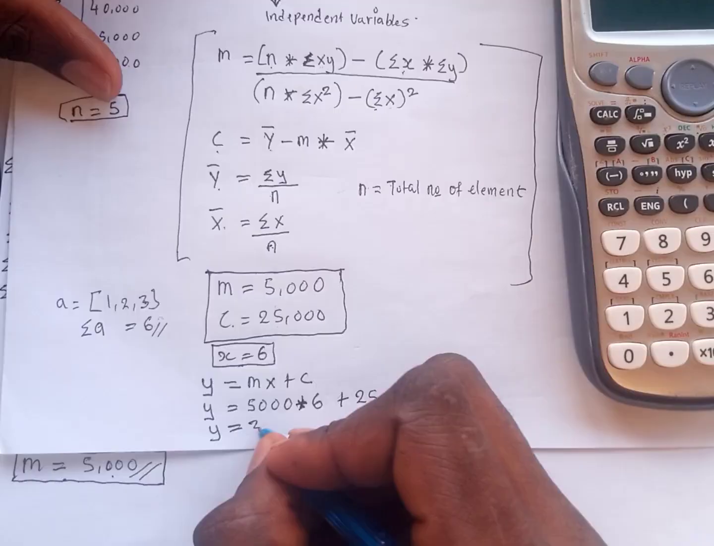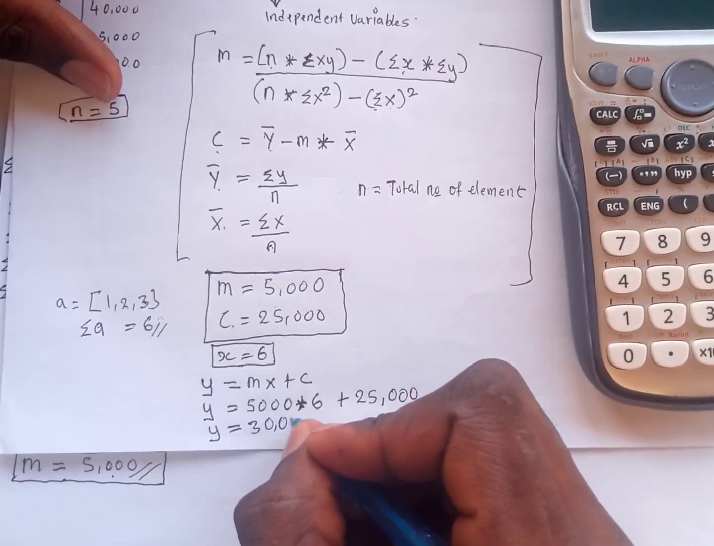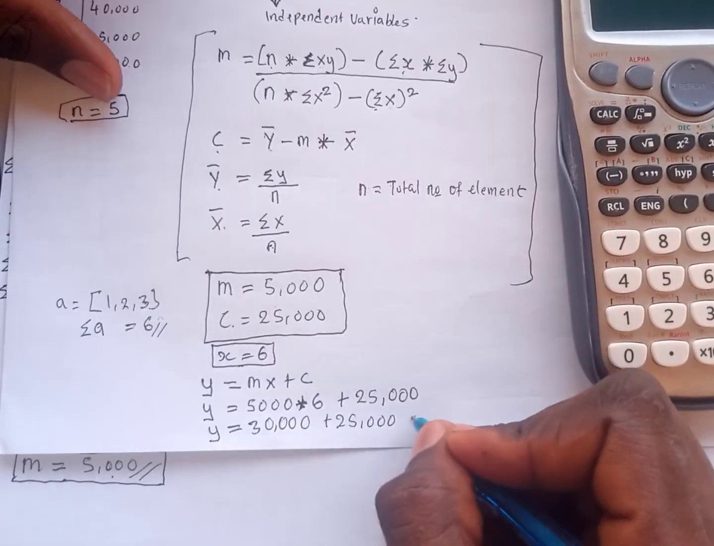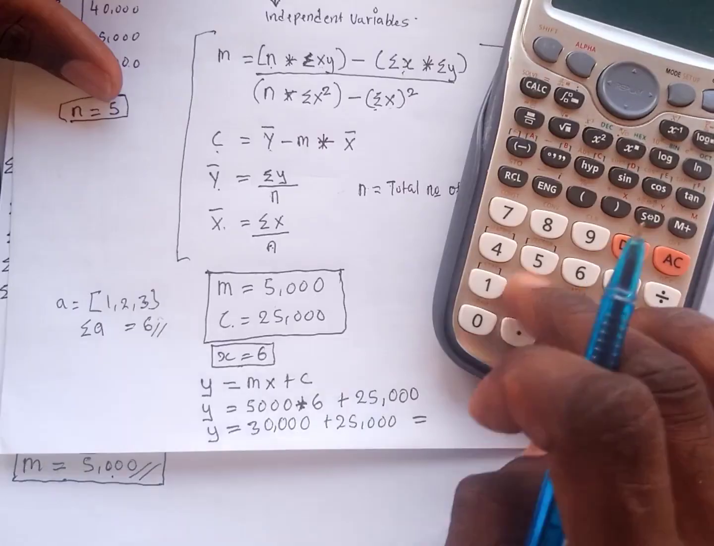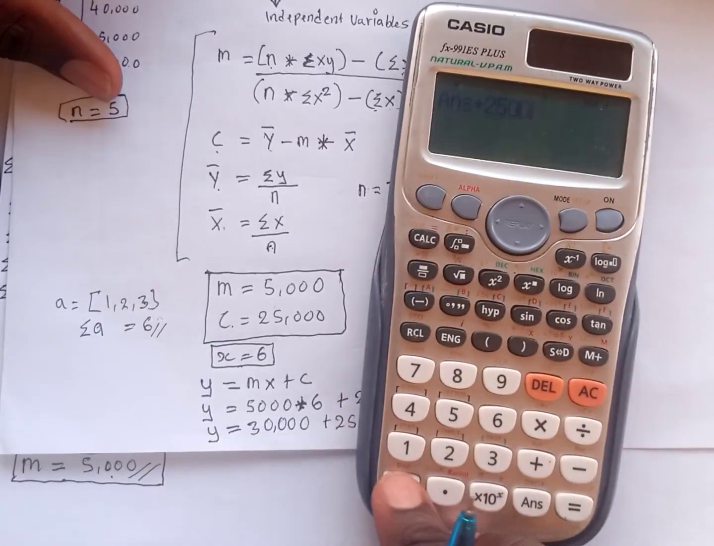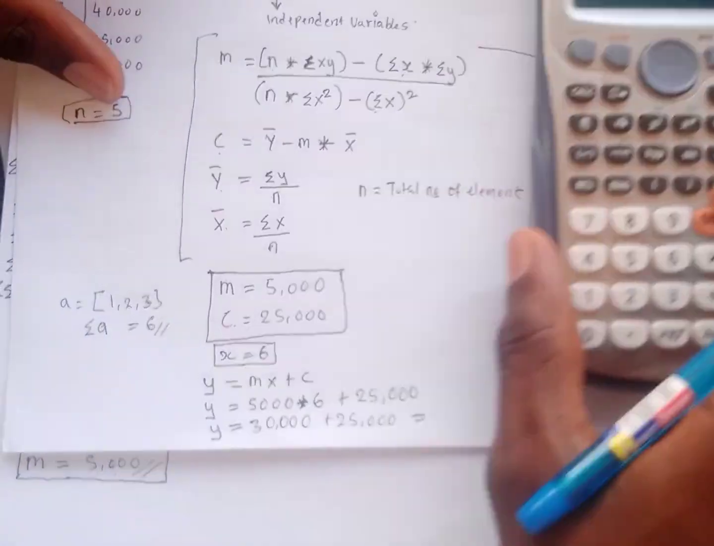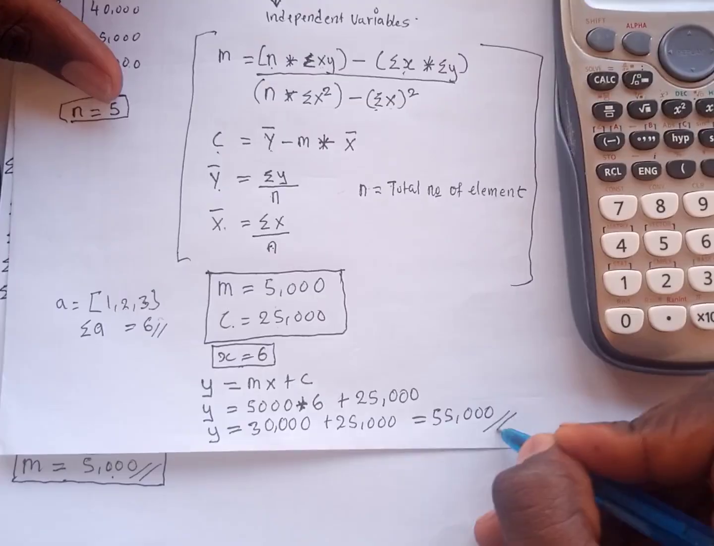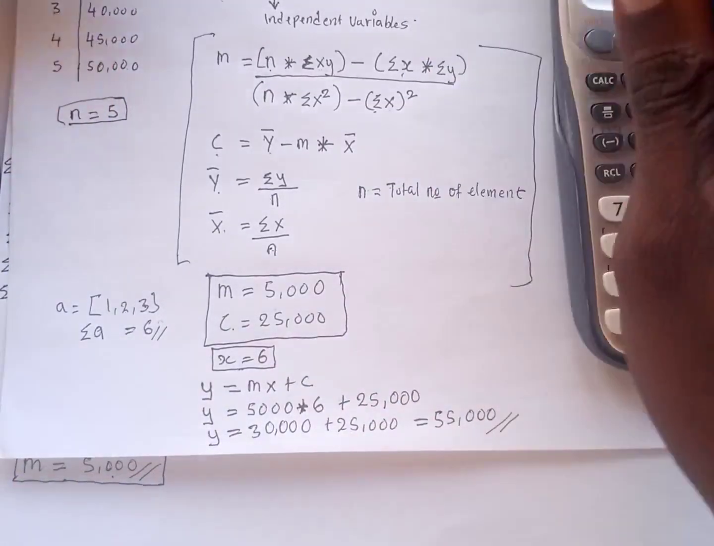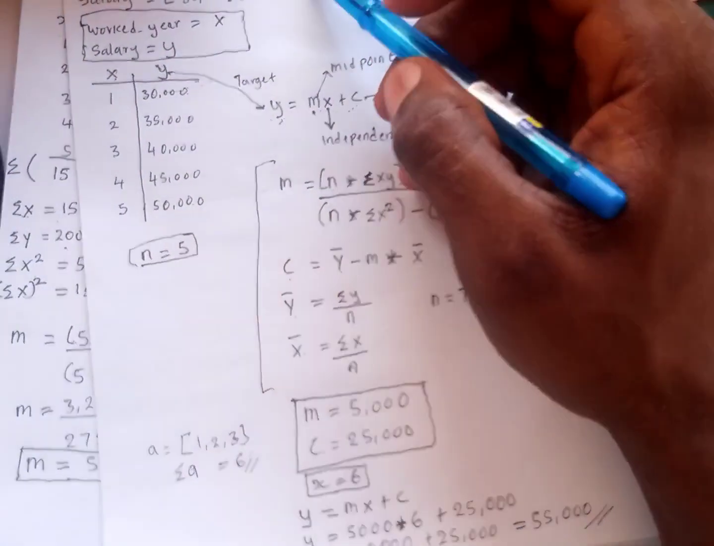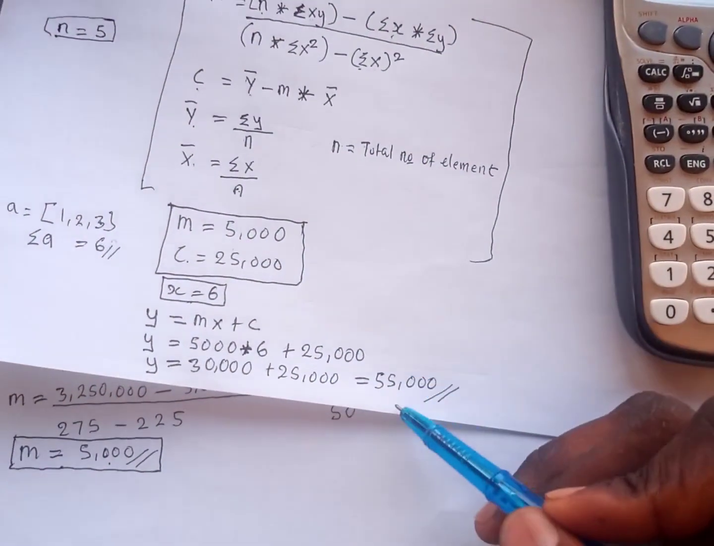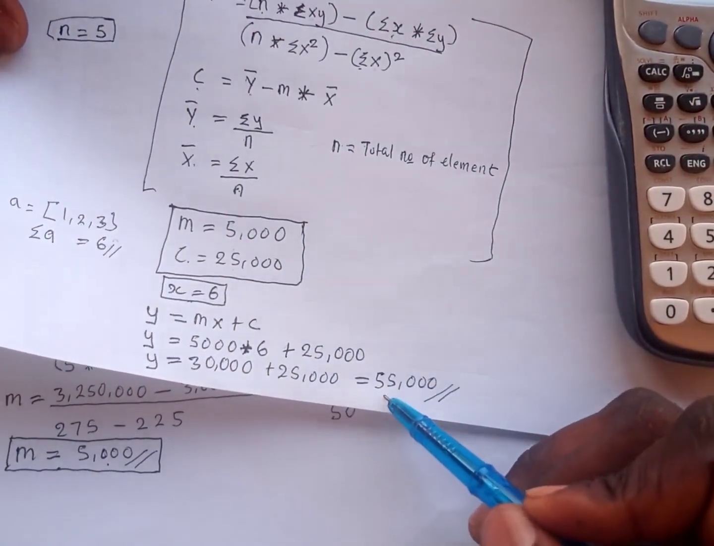So we have 30,000 plus 25,000. So we'll have 55,000. So if somebody had worked for 6 years, the expected salary of that person is actually 55,000.